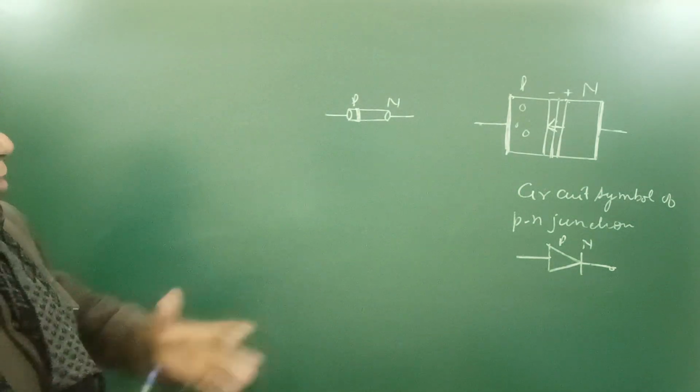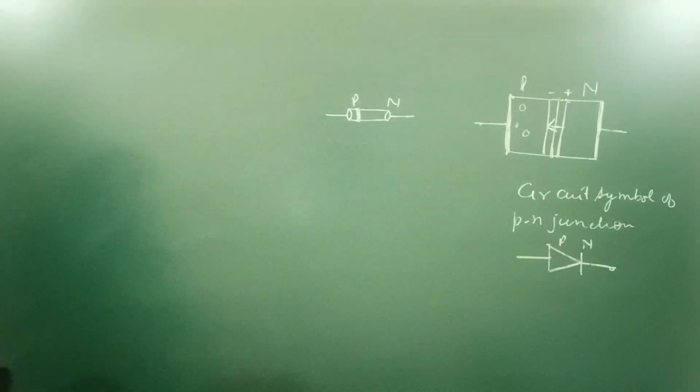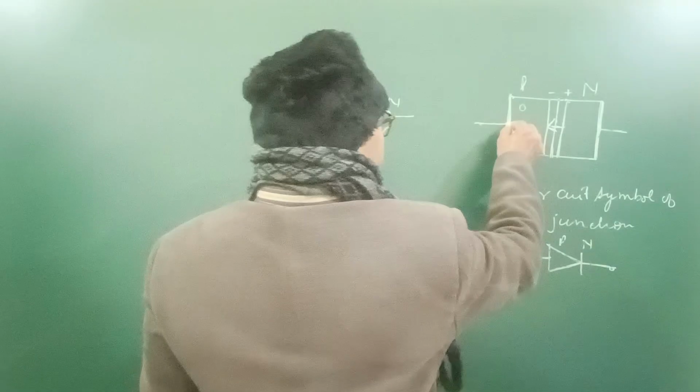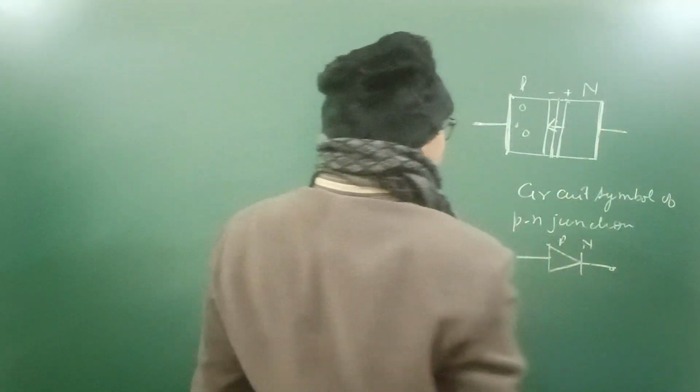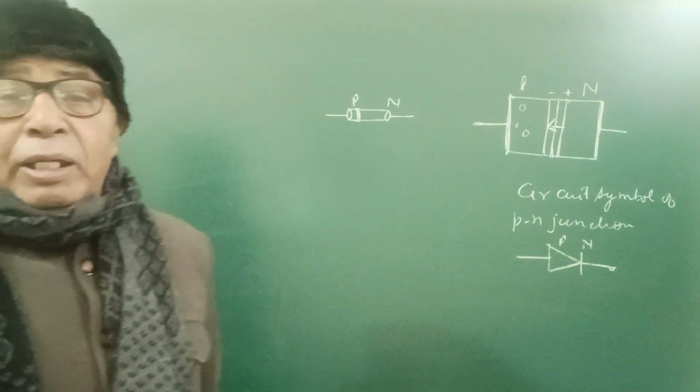Now we have different types of diodes. I will discuss them later on. The main thing is that it has two electrodes, this one and this one, and hence it is also called a PN junction diode.